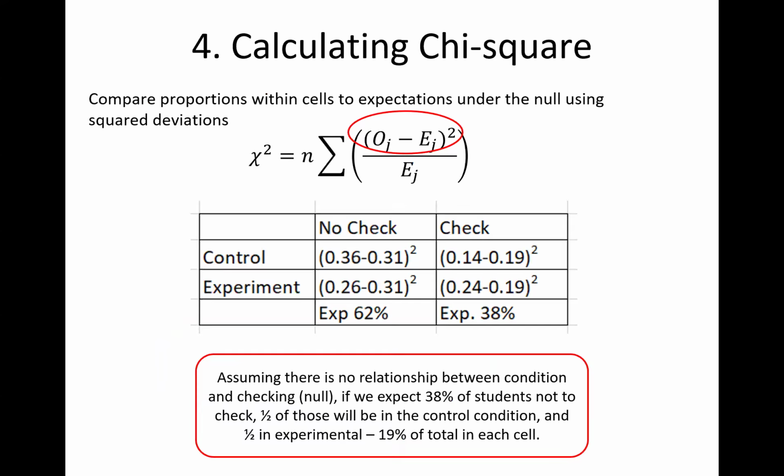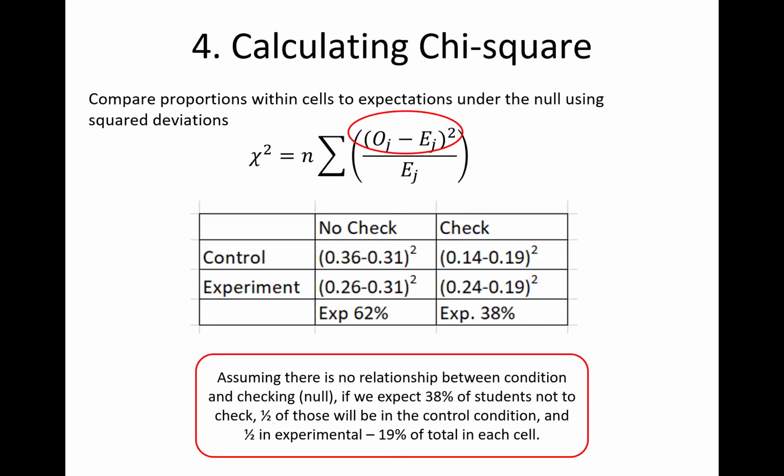So now we're going to work out our numerator. Given that 62% overall didn't check, then if there's no relationship, we think 31% or 0.31 will be in the control no checking group, and the other 0.31 will be in the experiment no checking group. So those are our expected values for those cells. And we're going to look at the deviation from those expected values to calculate our numerators.